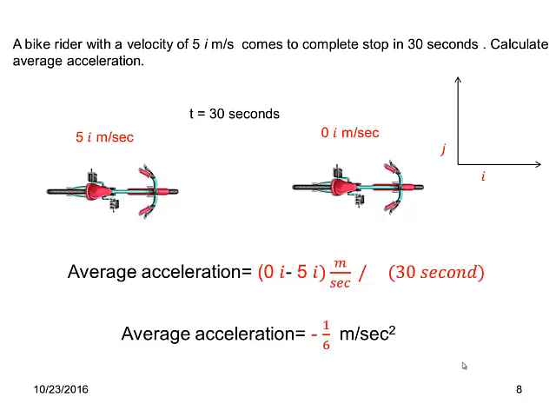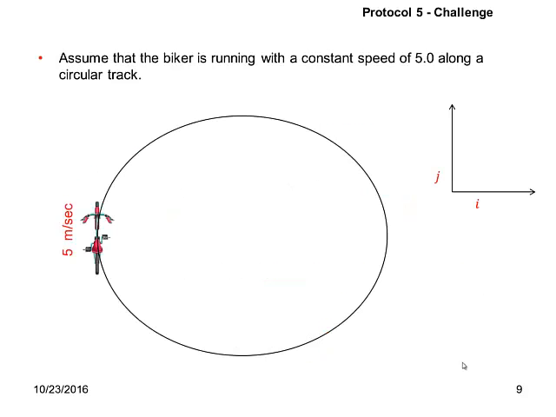Now assume that the bike rider is moving with a constant speed of 5 meters per second along a circular track. Do you think he is accelerating at any instant during his ride?